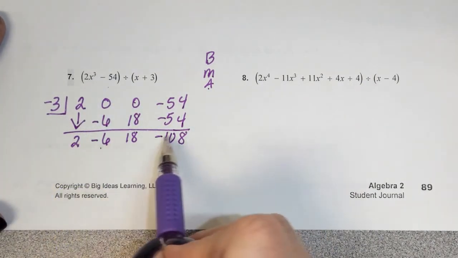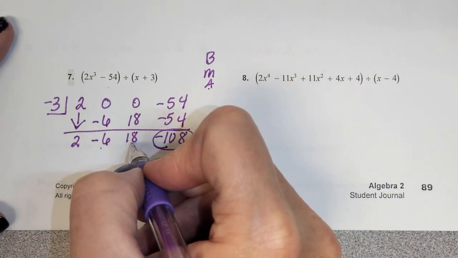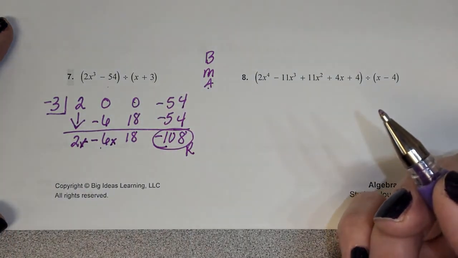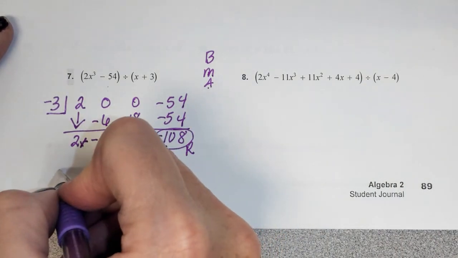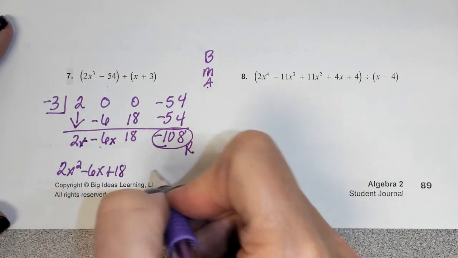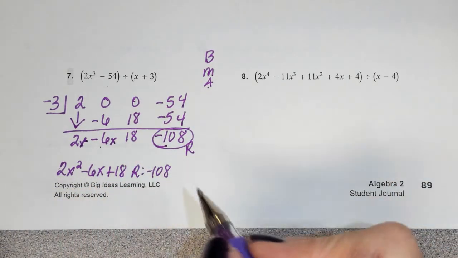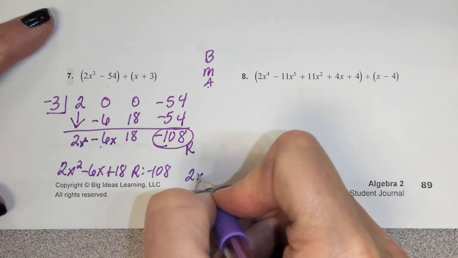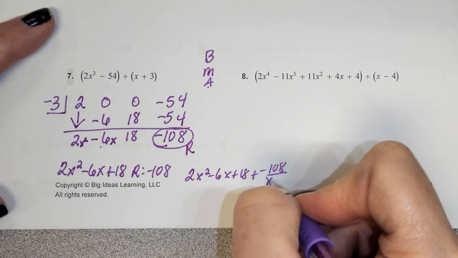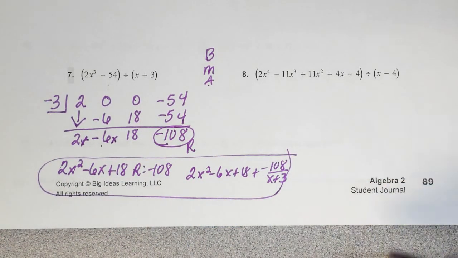All right, so now to figure out what all this means, this right here is going to be our remainder. This is our constant term. This is our x term. This is our x squared term. So what we end up with then for our answer is 2x squared minus 6x plus 18, and I can either put remainder of negative 108, or I can write it as 2x squared minus 6x plus 18 plus negative 108 over x plus 3. In our book, we'll write it one of those two ways.